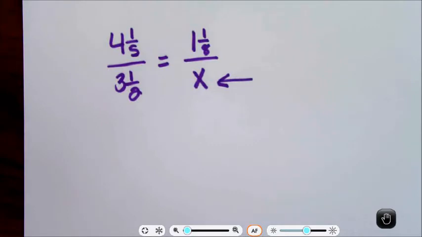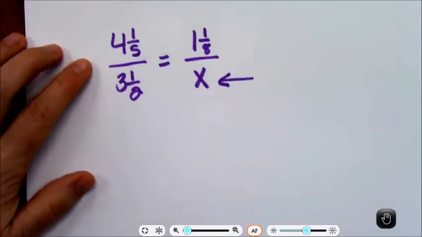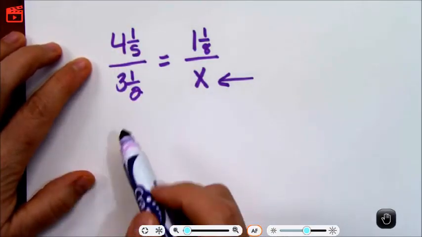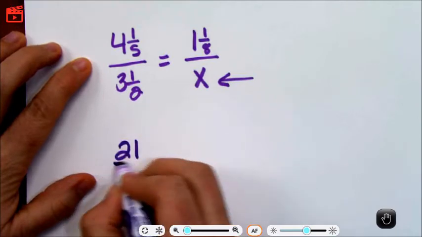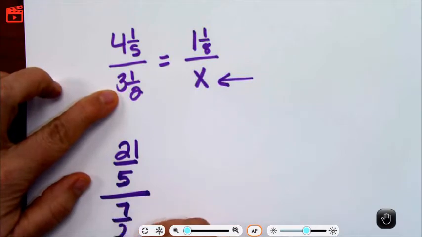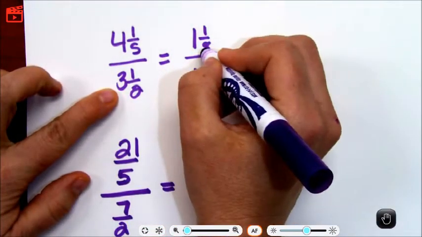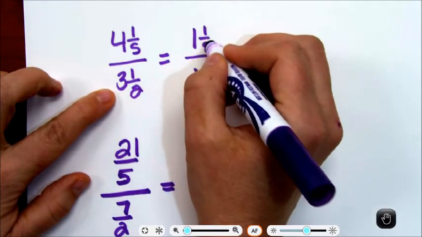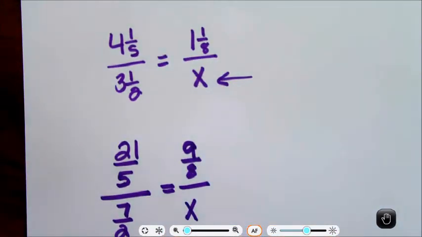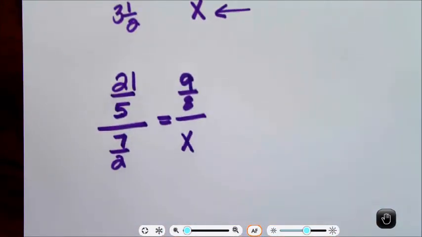Let's first change these numbers into improper fractions. So just as a refresher, we multiply the denominator by the whole number and we add the numerator. So we have 21/5 over 7/2. And that is equal to 8 multiplied by 1 is 8, plus 1 is 9/8 over x. All right, these fractions are equal. 21/5 over 7/2 is equal to 9/8 over something, and we don't know what that something is, so that's what we need to figure out.